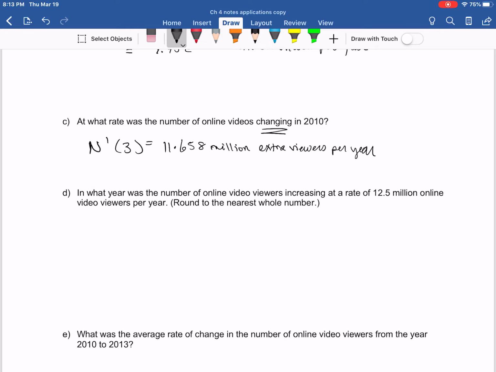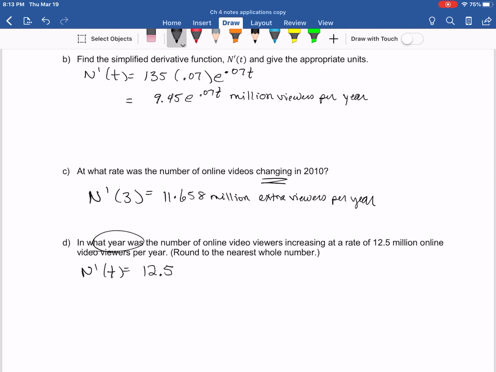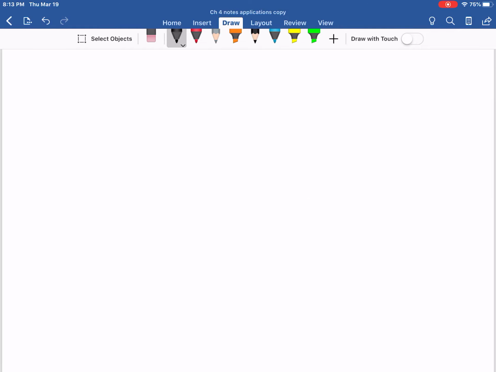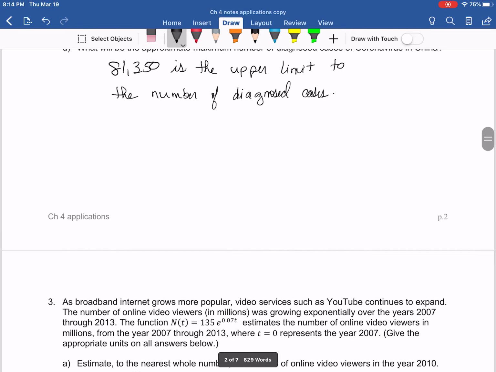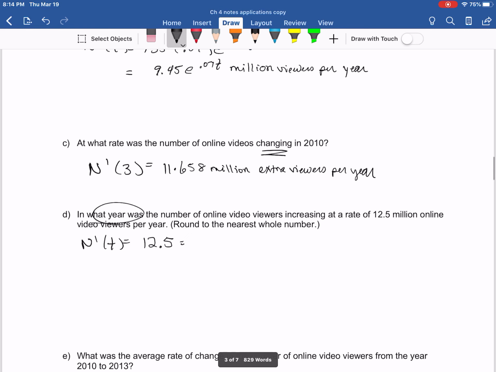Part D, in what year was the number of online video viewers increasing at the rate? So in what year, that's the value of t, was this quantity of viewers increasing at a particular rate? That's a derivative. We want to figure out where n prime of t is equal to the given rate of 12.5 million online video viewers per year. So we're taking the first derivative that we found up in part B, and we're going to set that equal to 12.5. Okay, set this equal to 9.45 e to the 0.07t.